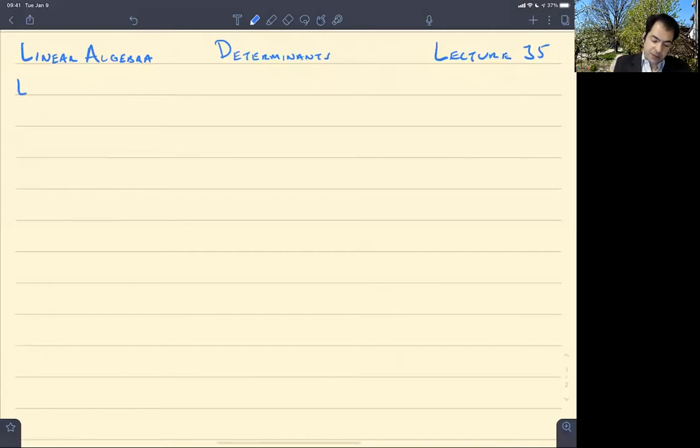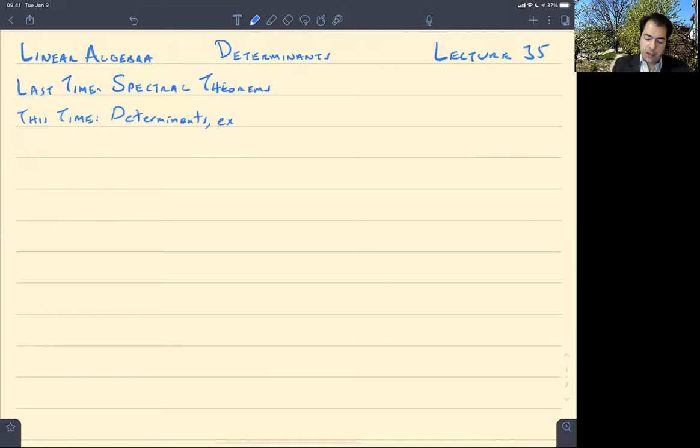So last time, we talked about the spectral theorems, for self-adjoint matrices, so Hermitian matrices, and also for normal matrices. This time, we're starting a new topic, a new chapter in the book, determinants. And today, we want to focus on existence and uniqueness.